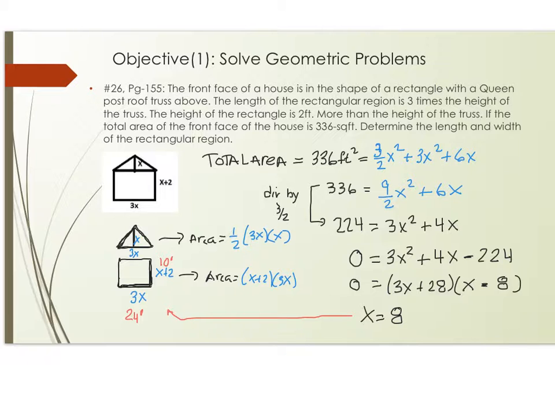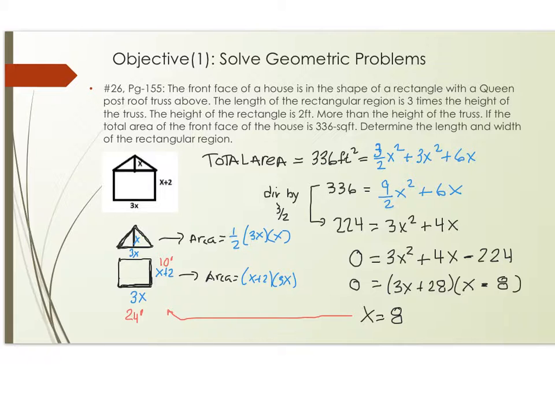The front face of a house is in the shape of a rectangle with a queen post roof truss above. The length of the rectangle is 3 times the height of the truss. The height of the rectangle is 2 feet more than the height of the truss. If the total area of the front face of the house is 336 square feet, determine the length and width of the rectangular region. So we first see our diagram, and that's the first step in our process.